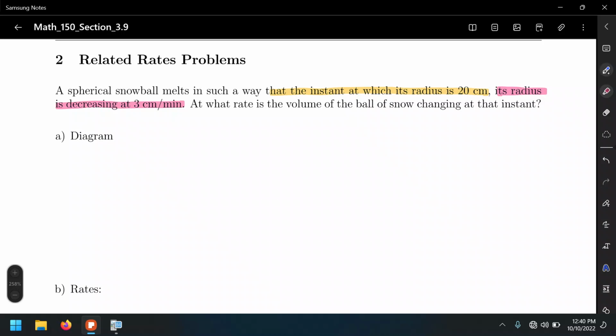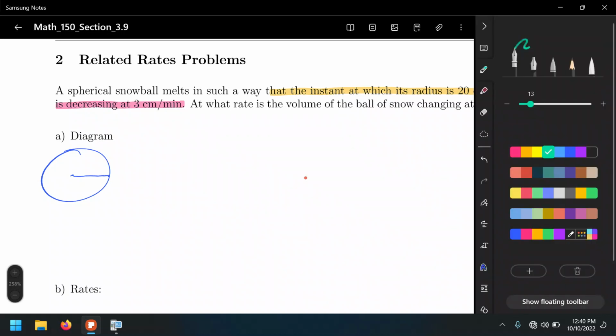Well, let's draw a diagram. Let's draw the snowball. Assume it's spherical. Well, what's going on in this case? So in this case, it's melting. The fact that it's melting means that the size of the snowball is reducing. In other words, this ball is shrinking, isn't it?